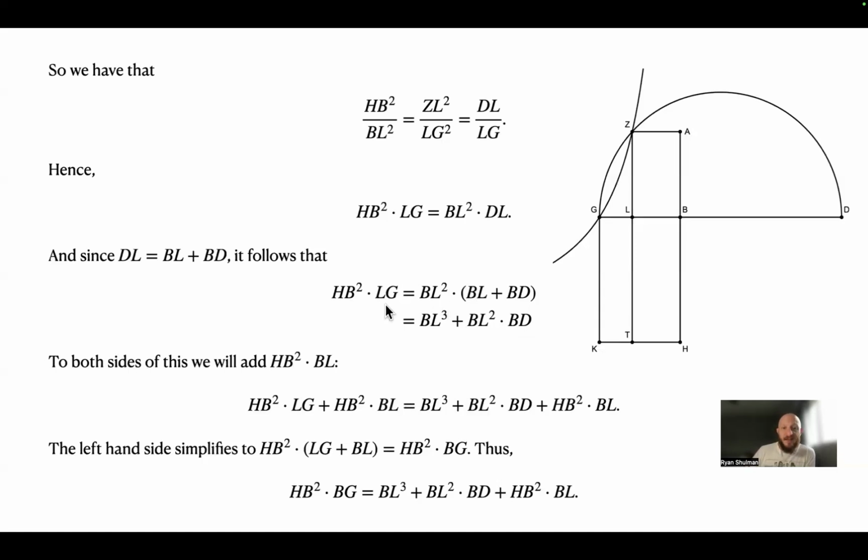And next, to both sides of this equation, if we add HB squared times BL, which sort of feels like an arbitrary thing to add, but it actually is the very last piece that we need to solve this cubic, then on the left we have HB squared times LG plus HB squared times BL is equal to BL cubed plus BL squared times BD plus HB squared times BL. But notice on the left-hand side here, we can factor out HB squared, and we're left with the sum LG plus BL. But notice that LG plus BL is just BG. So the left-hand side can be written very succinctly as HB squared times BG. So our equation now is HB squared times BG equals BL cubed plus BL squared times BD plus HB squared times BL.